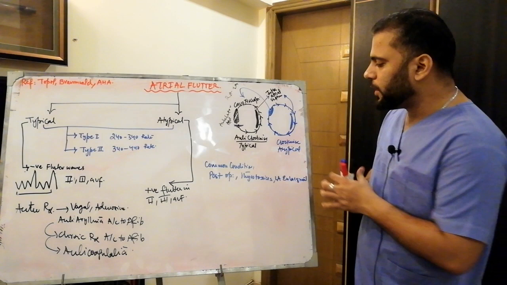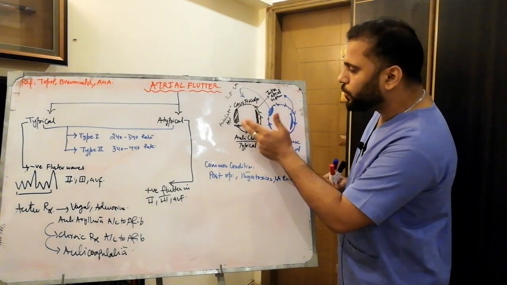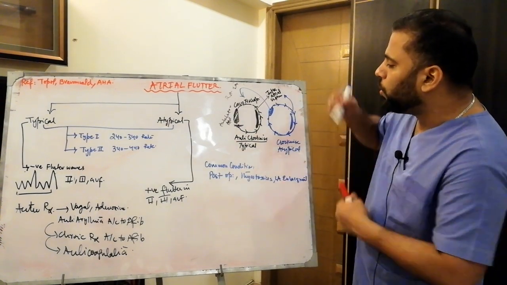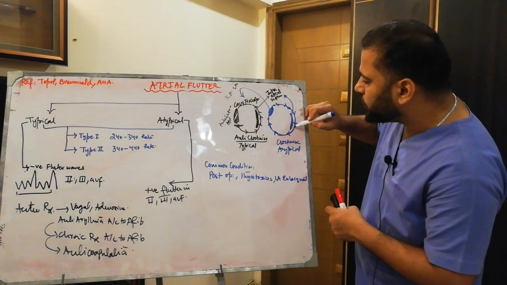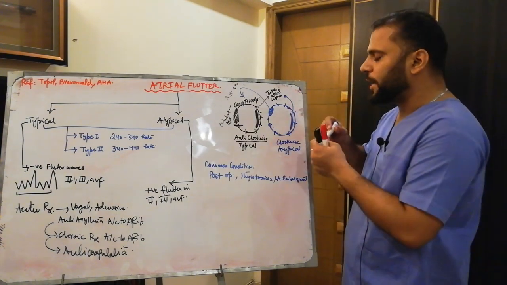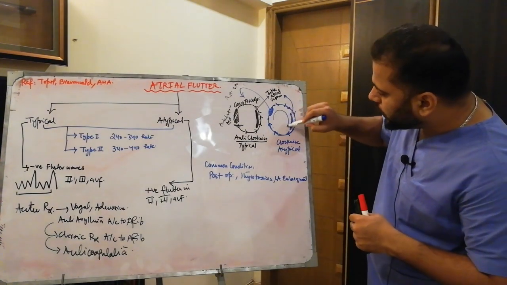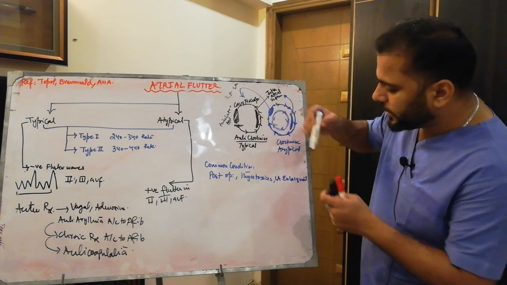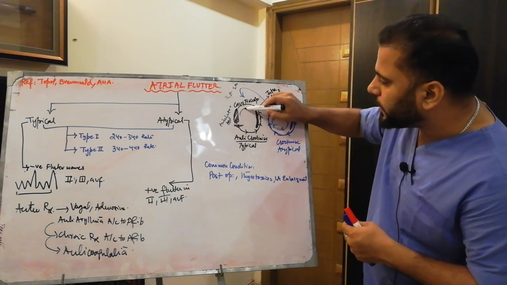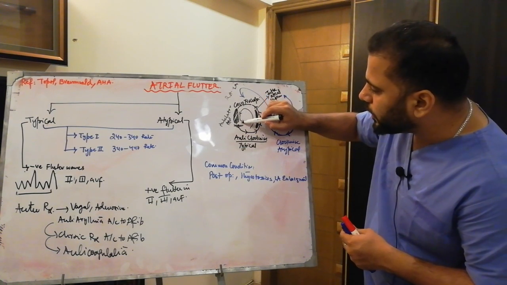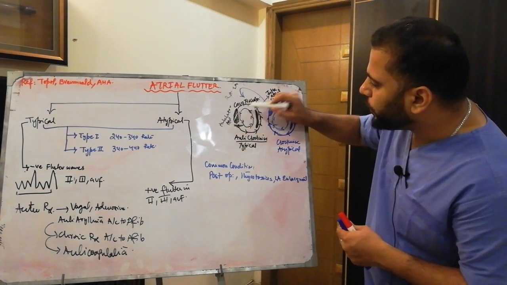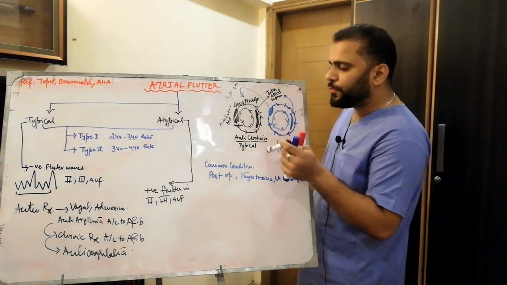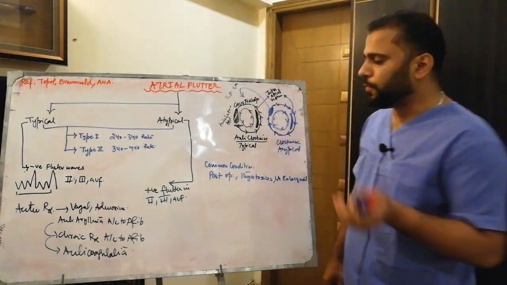In atypical flutter, this circuit of the cavotricuspid junction and intra-atrial septum is clockwise. It goes down through the intra-atrial septum and comes up through the cavotricuspid junction. So it makes the circuit in clockwise fashion, and typical flutter makes the circuit in anti-clockwise fashion. So clockwise flutter is atypical flutter, and anti-clockwise is typical flutter.